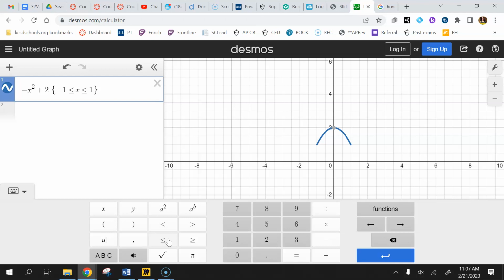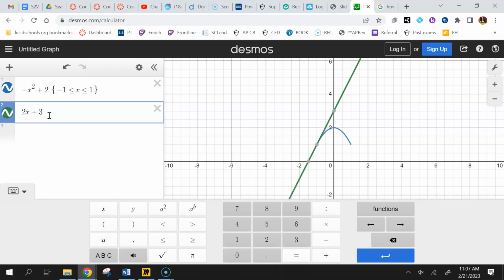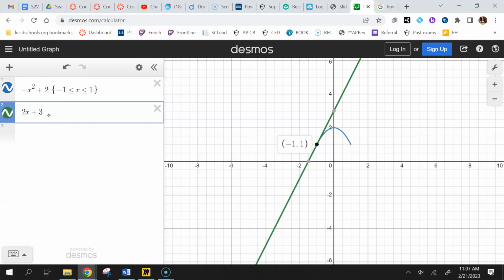Does everybody see what I did to restrict it here? So I said I want that piece of a parabola, but I only want it to go between -1 and 1. And then maybe for my next equation, I want a line. I want 2x plus 3. But I want it to go on forever bigger than -1.